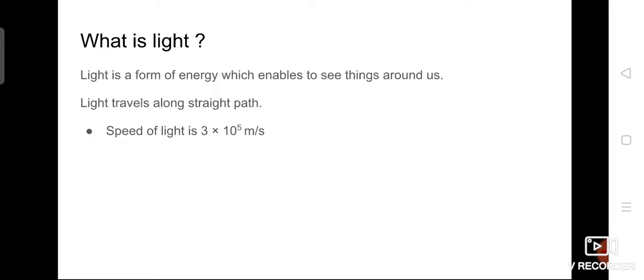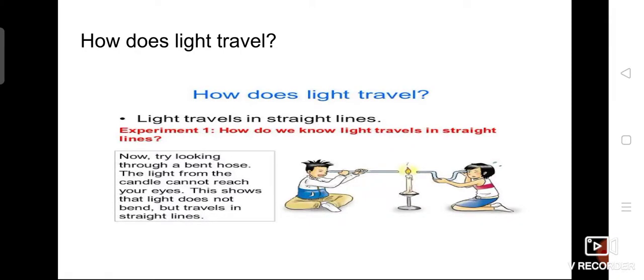The speed of light is very huge, and light travels at a very high speed of around 3 into 10 power 5 meter per second. I have one small doubt whether it is 10 power 5 or 10 power 8. I'll check and tell you in the next class, okay? But the speed is extremely high. Okay, now we will check with an experiment. How does light travel? I told you light travels along a straight path, isn't it?